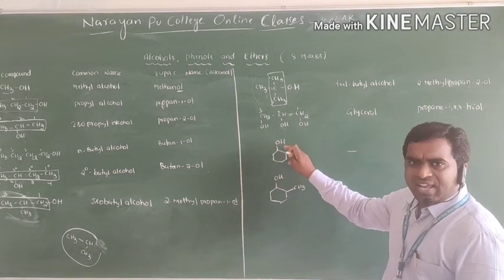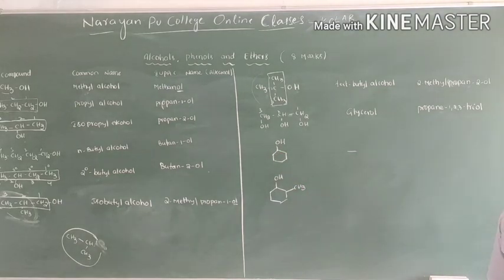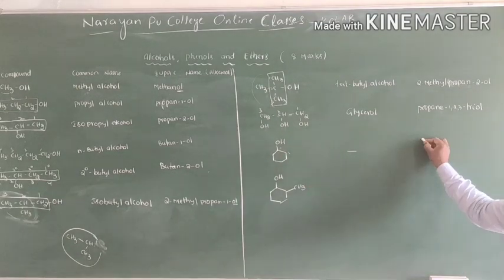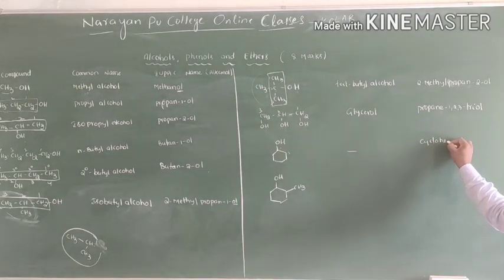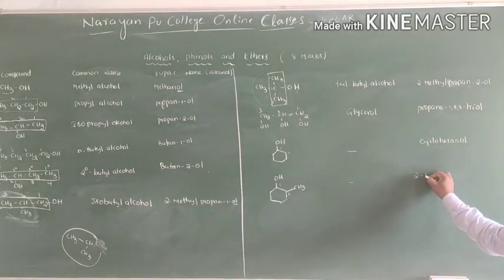And you know, for a cyclic compound, cyclo. How many carbon atoms are there? Cyclohexane. So that's why, 1, 2, 3. If you write cyclohexanol, hexanol, or cyclohexane 1. And this is, you see, 1, 2. So what do you have to write here?